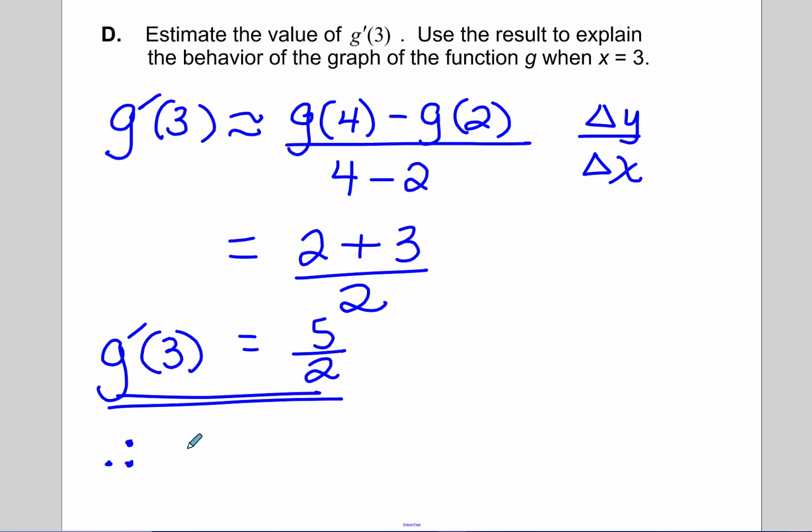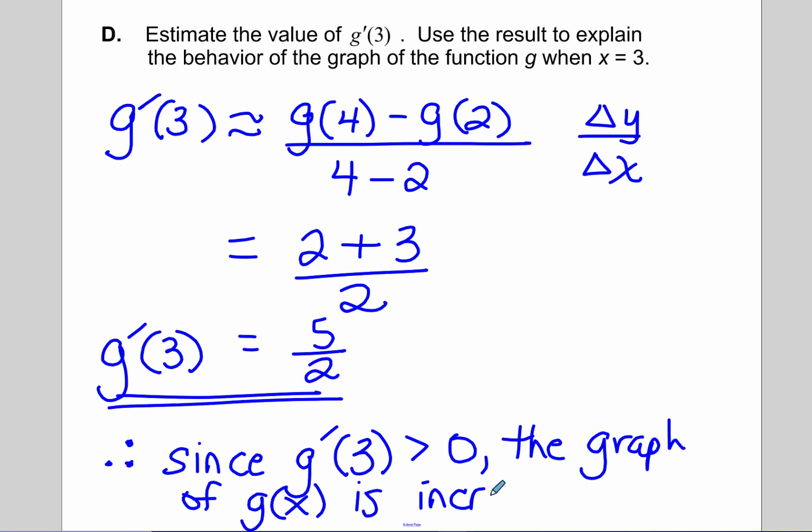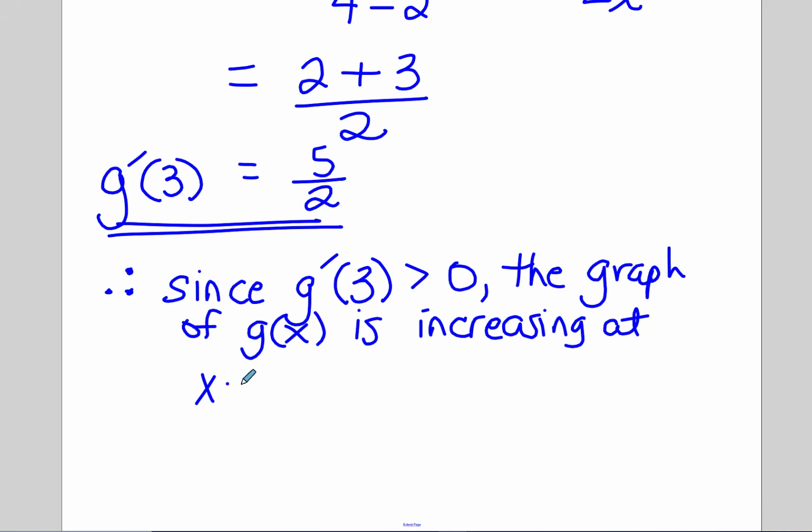So what do we know about the function G? Since the derivative is positive, what can we say? The graph of G would be increasing because our derivative is positive at that point, X equals 3. And that gives us a little insight into things coming up in the future.